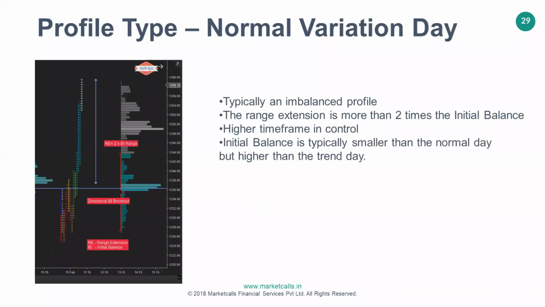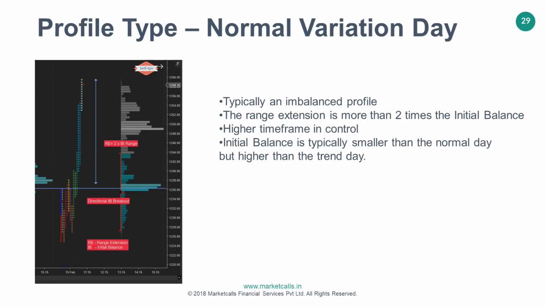Next comes the normal variation day. These are pretty rare. I would say that 20% of the time it occurs. Yeah, the market trends only 20% of the time, right? 80% of the time it will be dull, boring, balancing, the market will be going sideways. And 20% of the time you could be seeing an imbalanced profile or a trending profile.